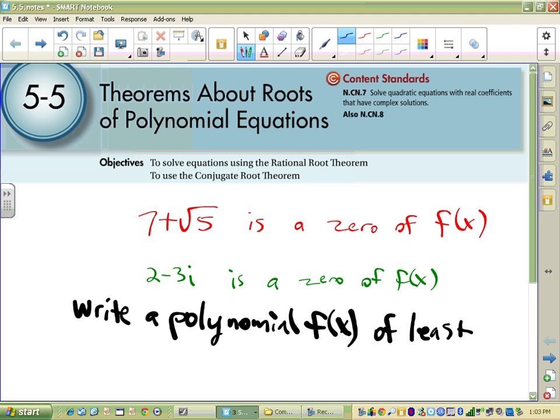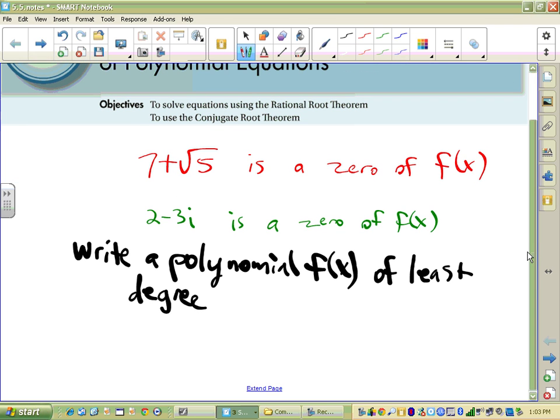Now that sounds kind of vague and confusing. It leaves you wondering, what are they talking about? I have no idea what they want from me. So we probably ought to get these theorems. You might be thinking, well, I know what the degree is. The degree is 2, because there's one 0 and there's a second 0. So the least degree would be 2.